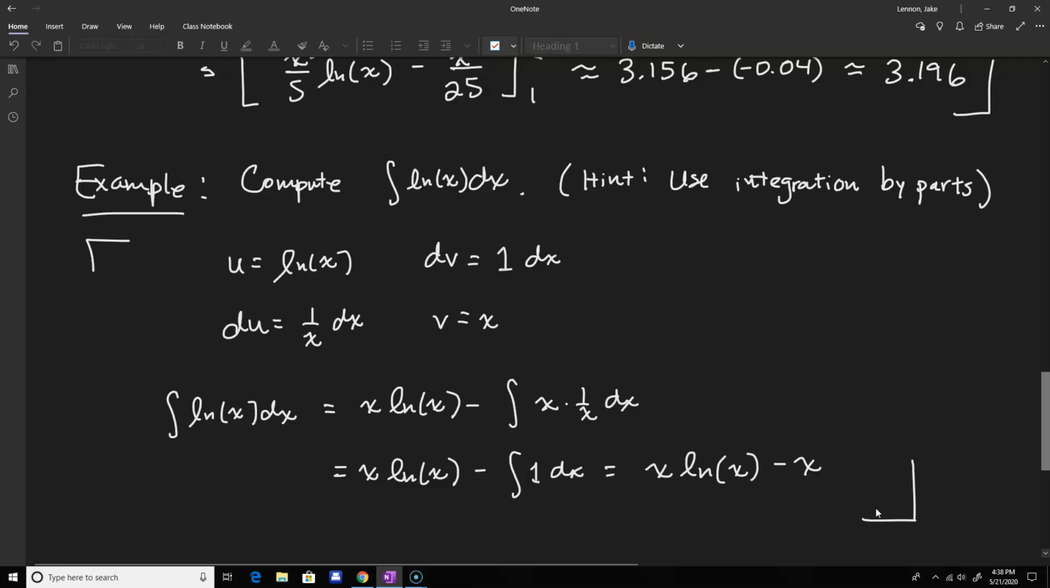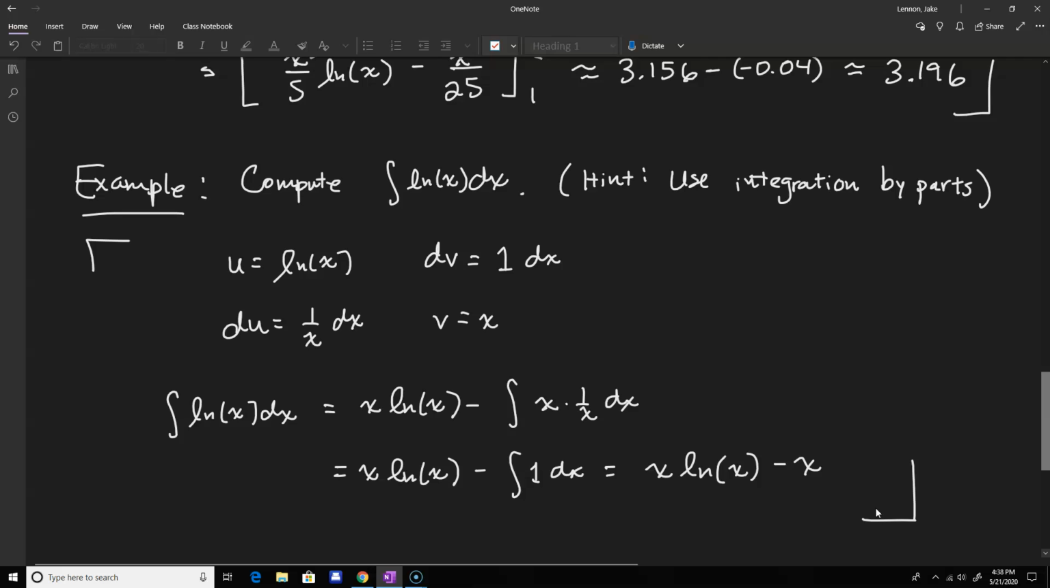You can check that that is in fact the case by looking at x natural log of x minus x and differentiating it. You'll just use the product rule. So you'll get 1 times the natural log of x plus x times 1 over x, which is 1, minus the derivative of x, which is 1. So you just end up with the natural log of x.